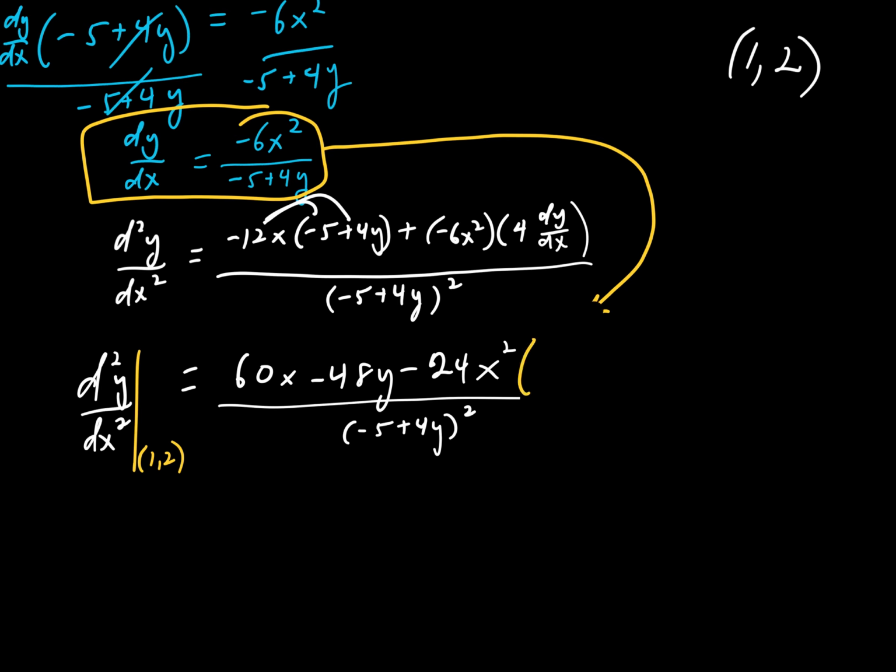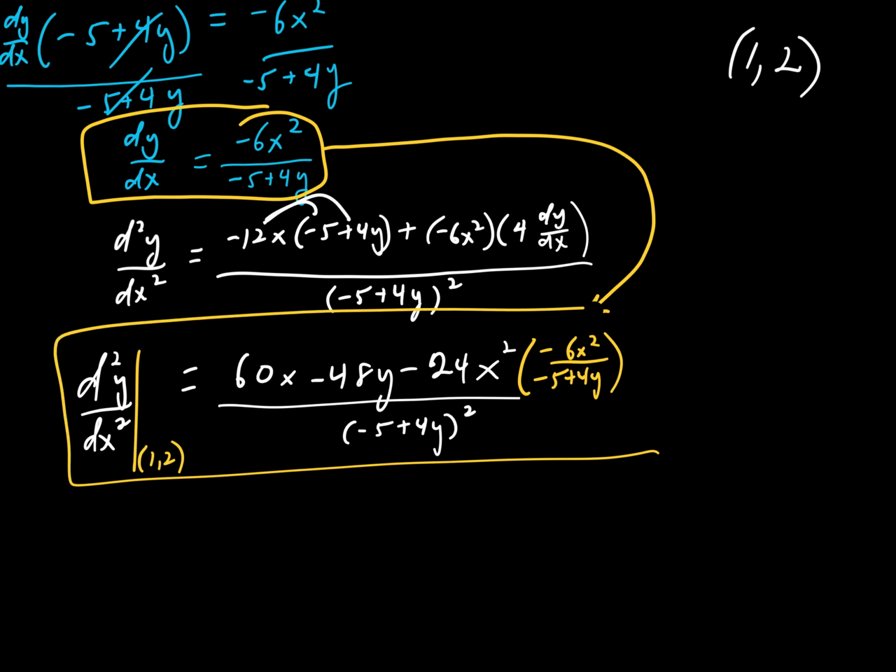We're going to multiply it by negative 6x squared over this plus 4y. Okay, so what you do is you just find what your dy dx is and you substitute back in, and what that does is it leaves you with all x's and y's. Now it is a complex fraction, but since we're evaluating it, it doesn't really make that much of a difference. We're going to get the same answer either way.